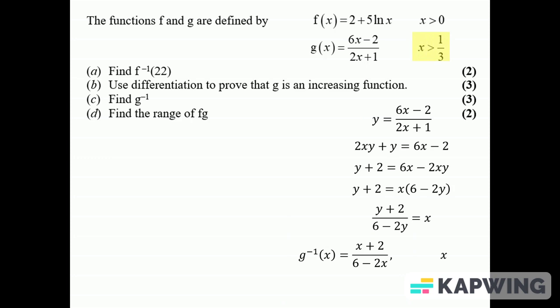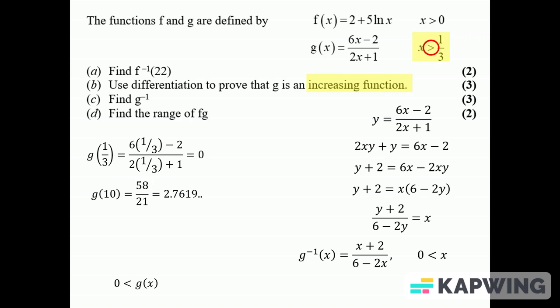The domain of the original function is x greater than a third. If we put a third into g, we actually get 0, and it says it's greater than a third, and it's an increasing function, so it's just going to go up. So g(x) is going to be greater than 0. Actually, that's the same as the domain of g^-1.